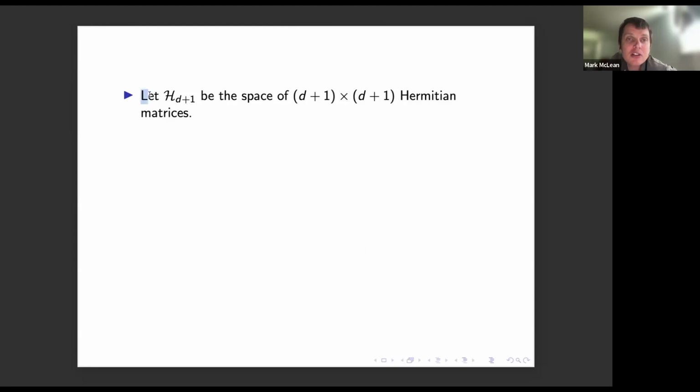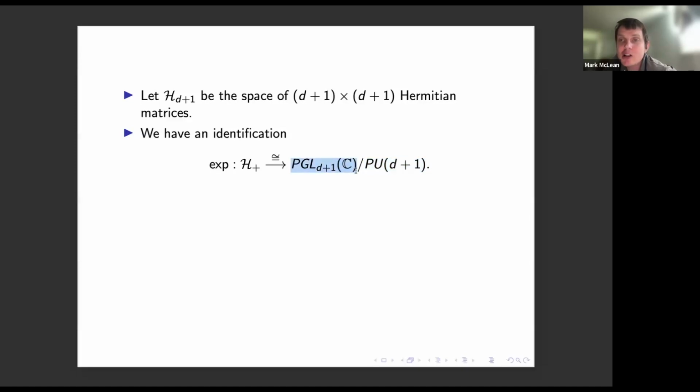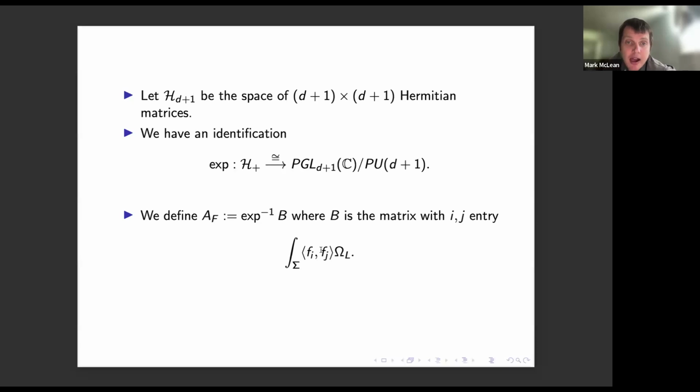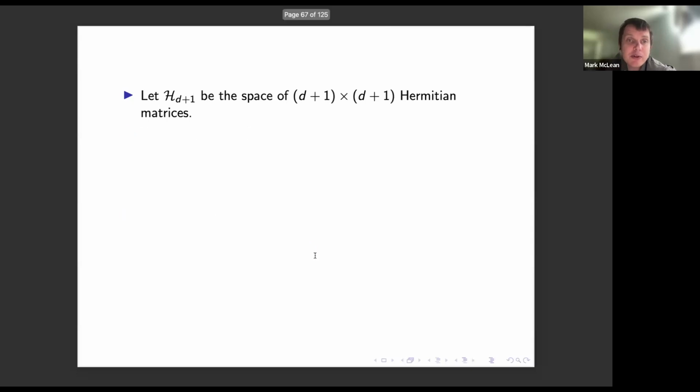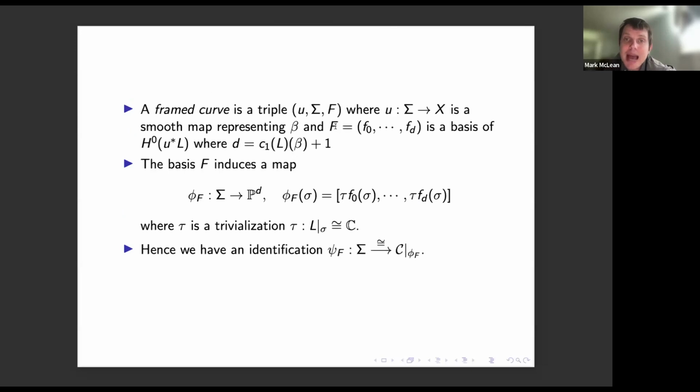The next thing I'm going to do is look at the space of Hermitian matrices. Remember, I wanted to quotient by PGL, but I couldn't quite do that because everything I had was just PU equivariance. So I need some vector space telling me how far I am from PU. F_0 to F_d are the elements of my framing. Let me go back before I carry on. A framed curve is a smooth map from a nodal curve to X, and it has this framing, a basis of sections, little f_0 to little f_d.